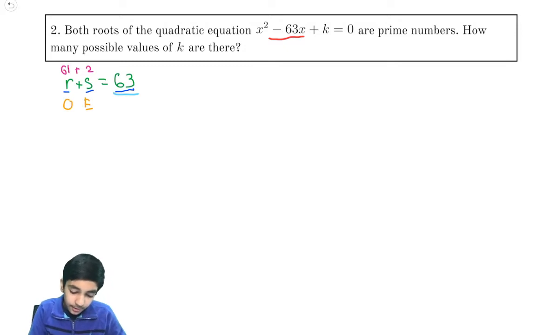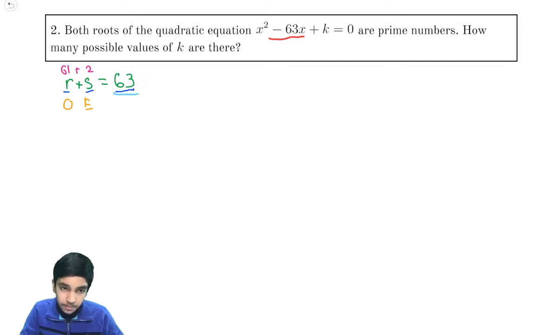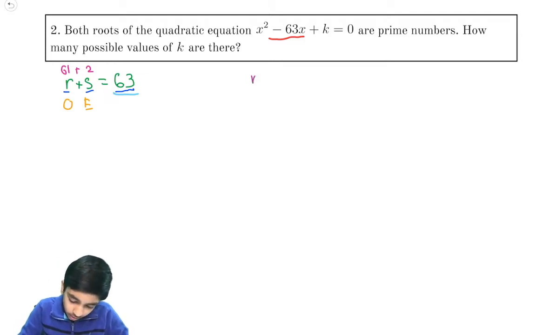Because 61 is the other root in order for the total sum to be 63. And we can indeed verify that 61 is prime. So the only possible two roots of this quadratic are 61 and 2, because only then will we have an odd sum of two primes. Okay, so if the two roots are 61 and 2, then what will be the product of the roots? The product of the roots will just be rs, or 2 times 61, which is equal to 122.